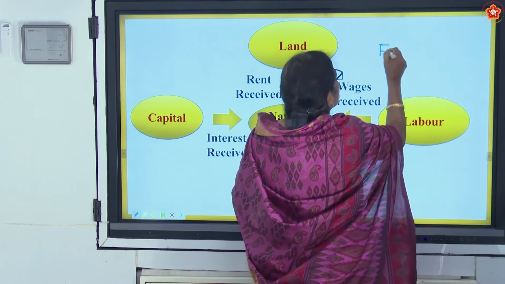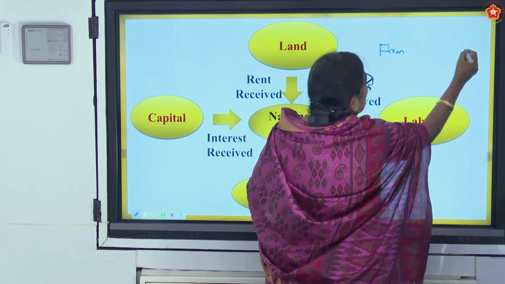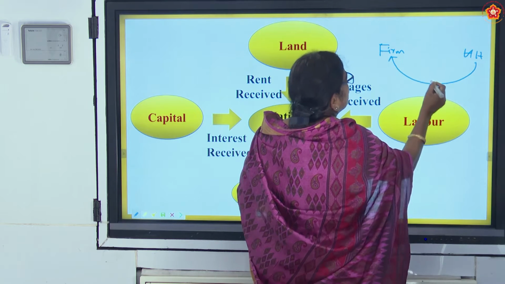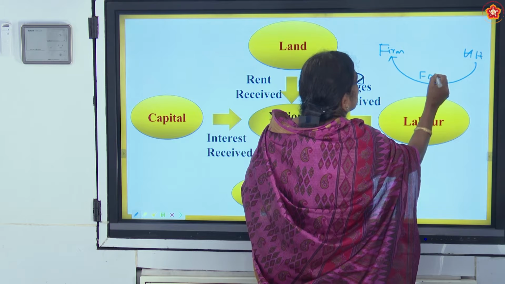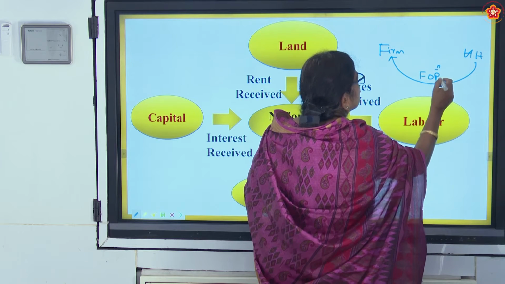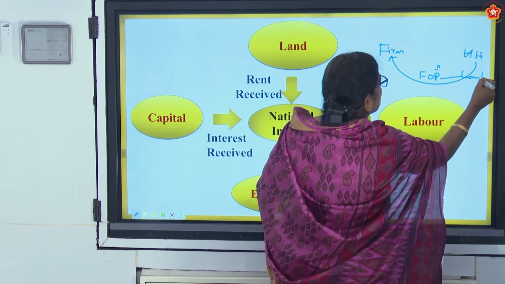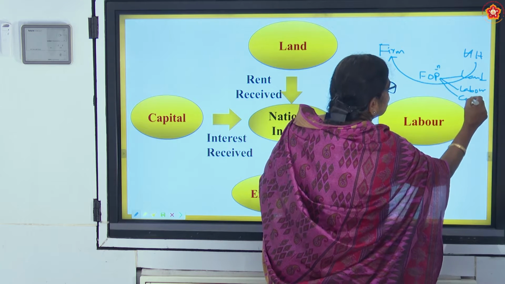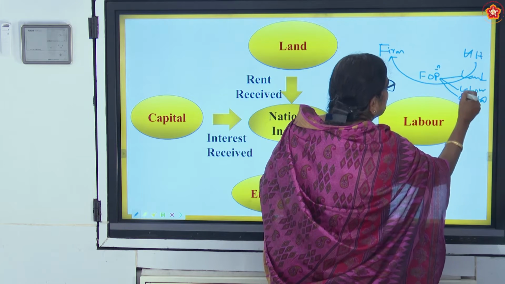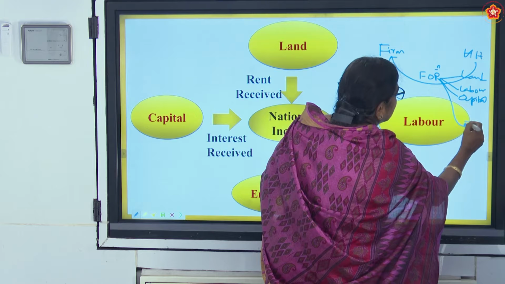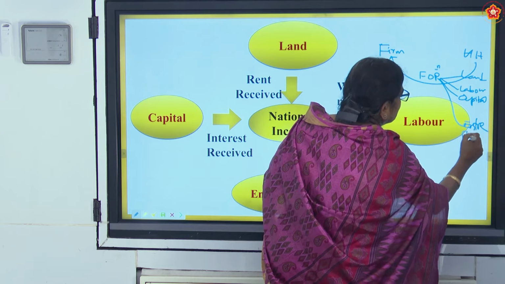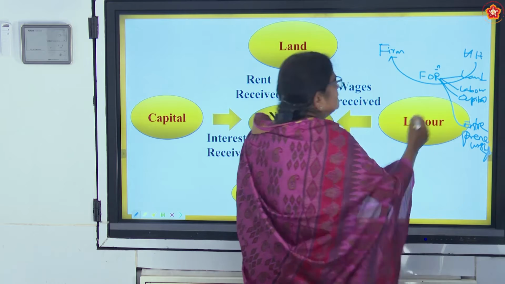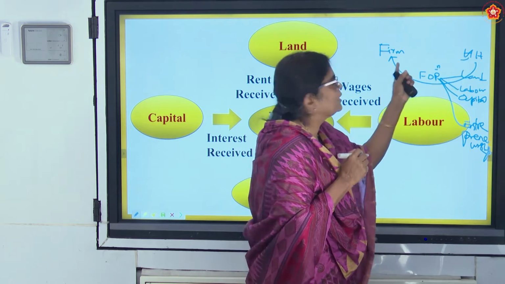The firms and households. What do households do? They supply all the factors of production. What are the factors of production? Land, labor, capital, and entrepreneurship. These factors of production are supplied by households.